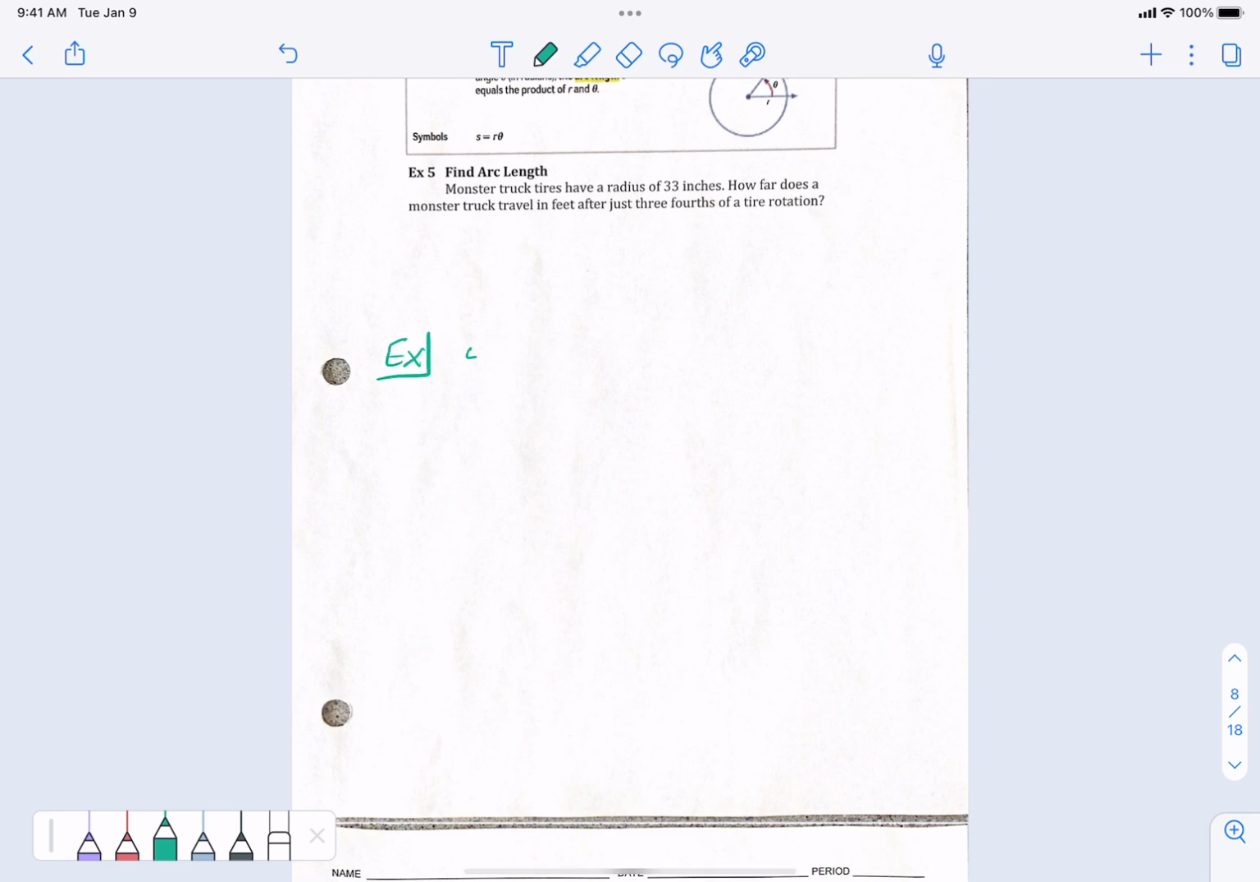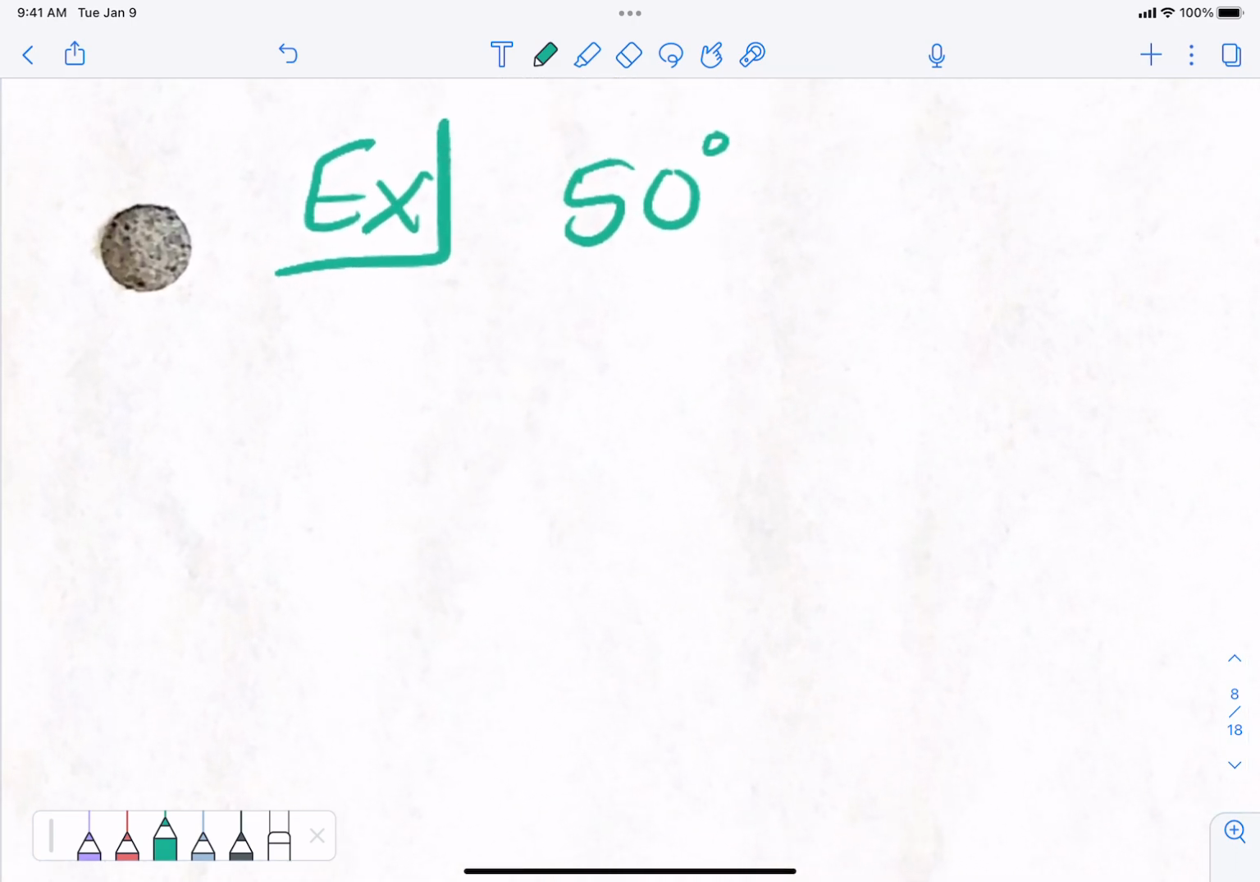Put 50 degrees. And we're going to graph it and find coterminal angles.